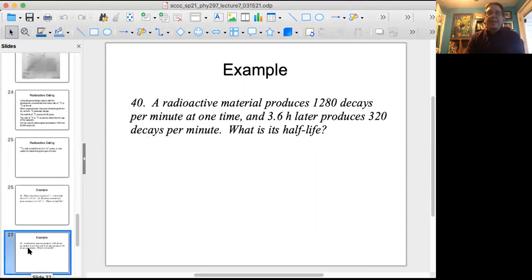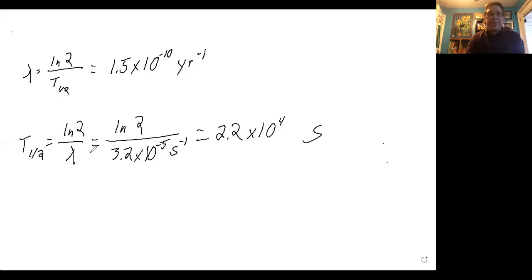A radioactive material produces 1,280 decays per minute at one time, and 3.6 hours later produces 320 decays per minute. And so what is its half-life? Well, okay, so we have, setting up the whiteboard, we'll clear all this.